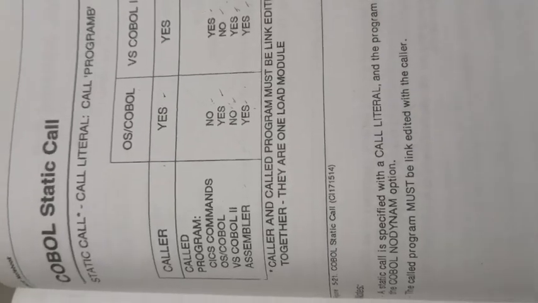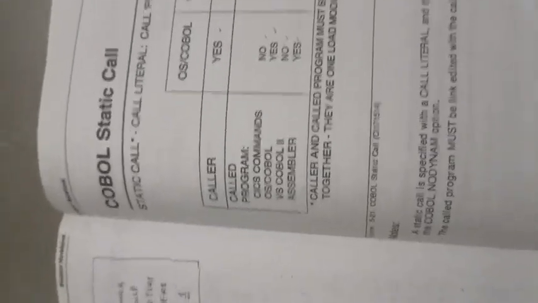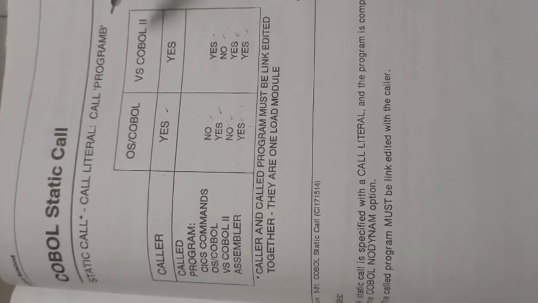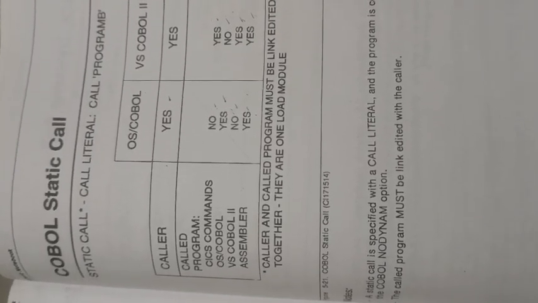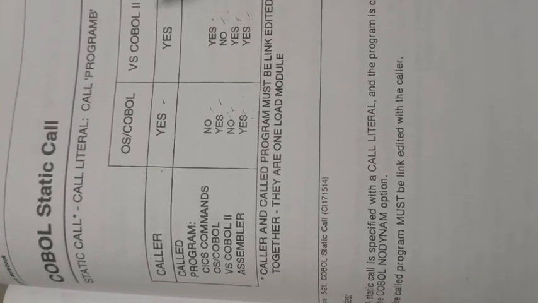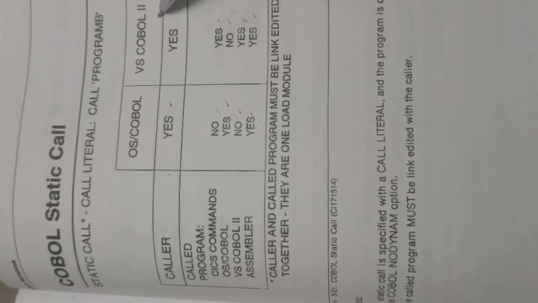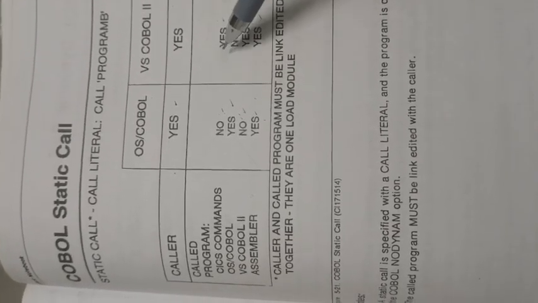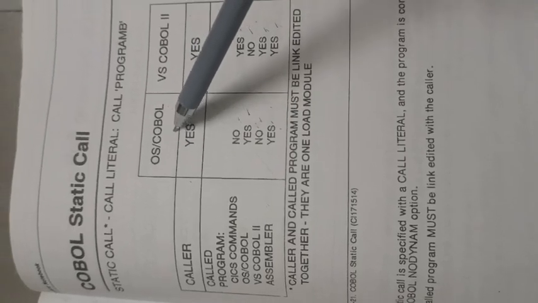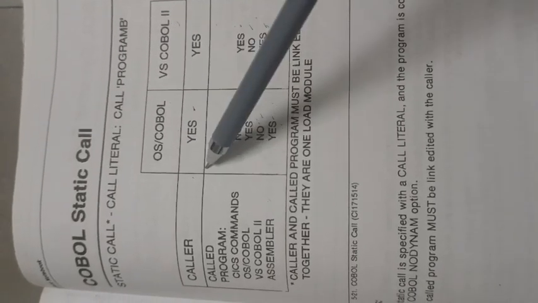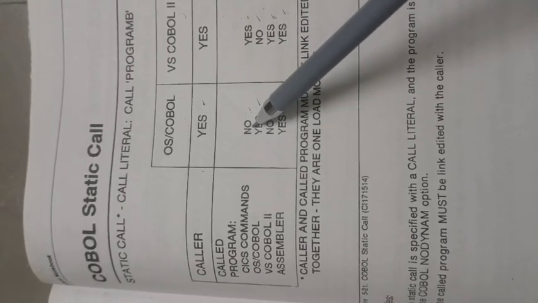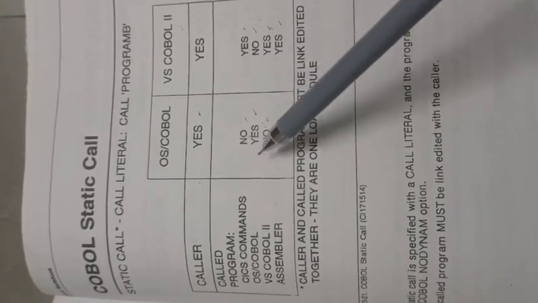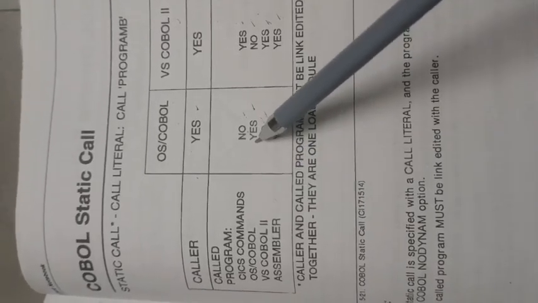And what is the difference in how CICS supports both static calls and dynamic calls? We can see a diagram here. Why does OS COBOL not support CICS, or why does VS COBOL support CICS, using static call or dynamic call? You can see it in this table. Caller OS COBOL supports both. VS COBOL supports the static call, and the call module CICS program never supports OS COBOL.